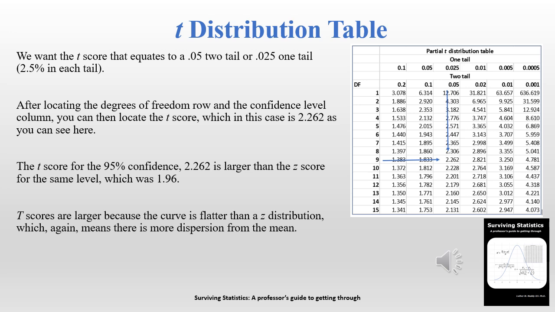So t-scores are typically larger because, as I mentioned earlier, the distribution is a little flatter, and quite honestly, it's not as accurate because we're using a sample standard deviation rather than the population standard deviation, so we're giving ourselves a little bit more leeway. The range will be larger for a 95% confidence interval using a t-score.